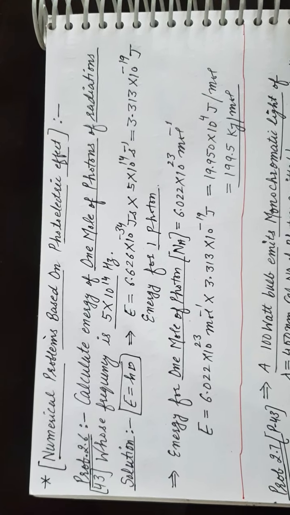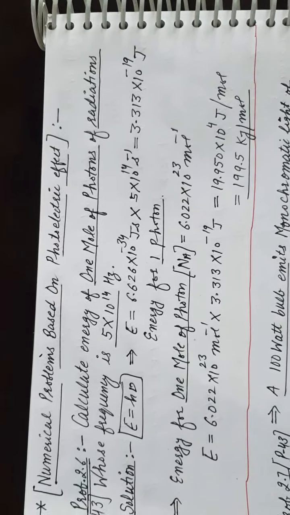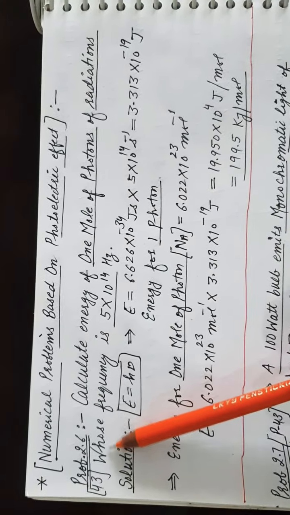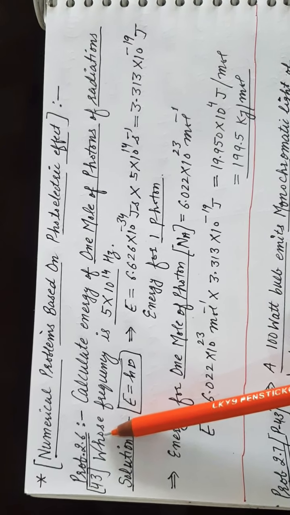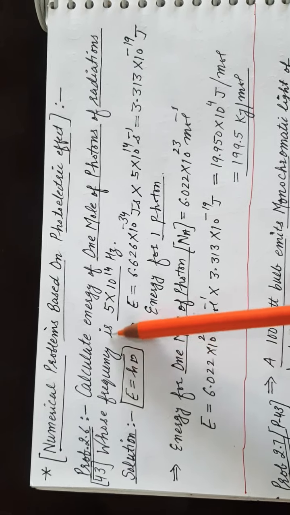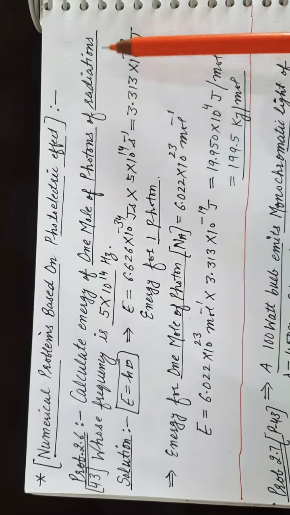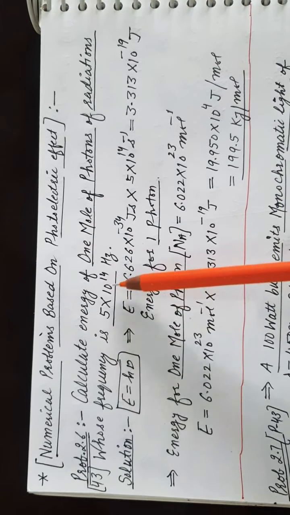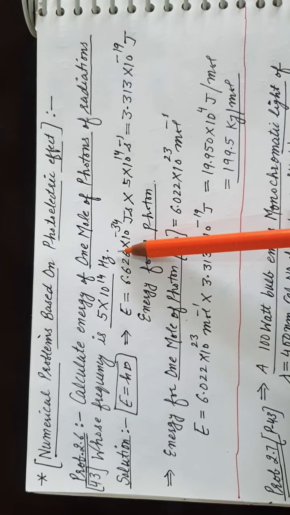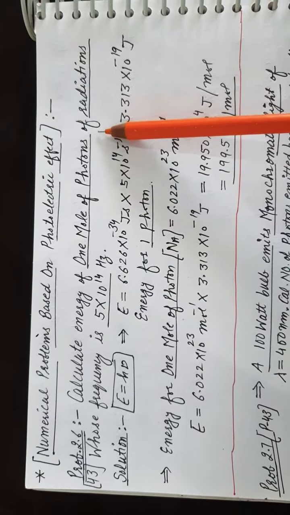Dear students, let's solve some problems based on the photoelectric effect. Problem 2.6 of the NCERT book at page number 43. You have to calculate the energy of 1 mole of photons of radiation whose frequency is 5 into 10 raised to power 14 Hertz. So in this problem, you have to calculate the energy of 1 mole of photons.